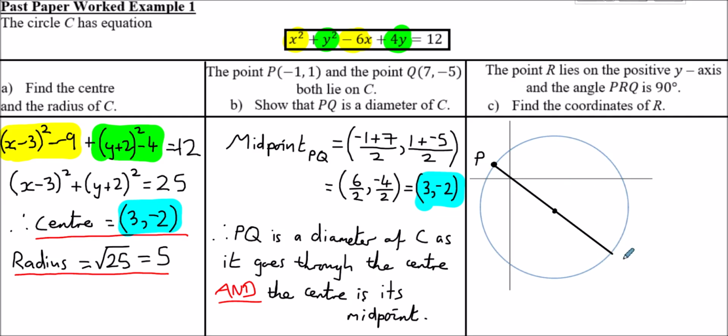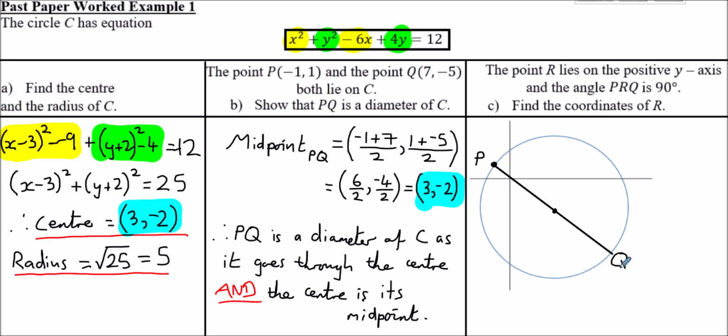It's labeling Q now. It says R lies on the positive y-axis, so R is somewhere up here. Is it here? Is it there? Is it way up here? We don't know yet. But what we are told is that PRQ, wherever R happens to be, is 90 degrees.